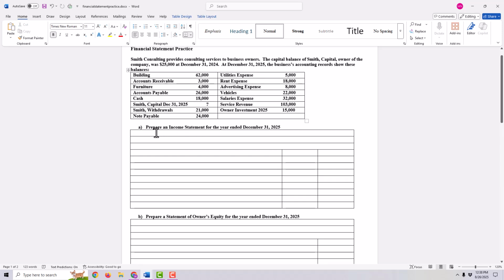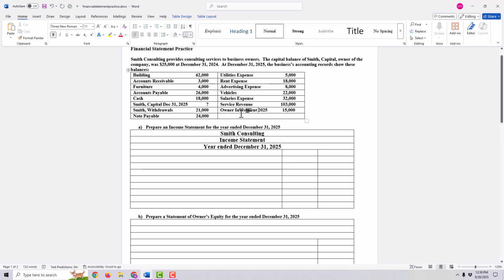Okay, so what we're going to do is just follow the instructions. First, you would do an income statement. That's the first report because the result of this report goes on to the next report, the statement of owner's equity. So for the income statement, first you're going to put a heading, which would be the name of the company at the top. This is an income statement, and it's for the year ended December 31st, 2025, which it shows right here. So we're looking at all the revenues and all the expenses for the year of 2025.